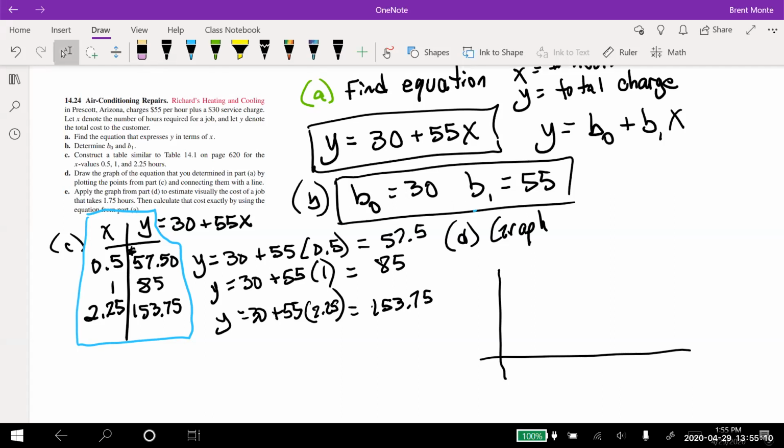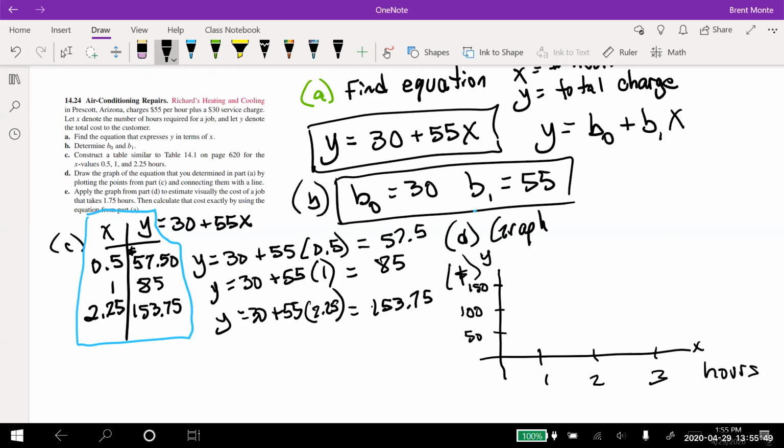Notice the x only goes up to 2.25, so let's go 1, 2, 3. So this is going to be my hours. Remember, that's x. And y is going to be the total charge. This is going to be money. So we go up to a little bit above 150. So I'm going to go 50, 100, 150. Notice the scales don't have to be the same for x and y. And since I had kind of a short y, that's why we made those so small.